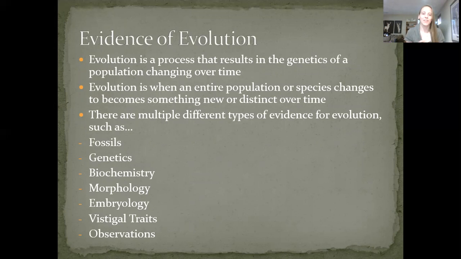But we're going to be looking at not only fossils, but a bunch of other ways that we essentially know that evolution is happening. So all of this is evidence of evolution. Evolution is when an entire population or species changes to become something new or distinct over time. We define it as a change in the gene pool of the species, which is the genetics of the species changing. And this is all of the different types of evidence that we're going to be looking at. So fossils, genetics, biochemistry, morphology, embryology, vestigial traits, and just observation.